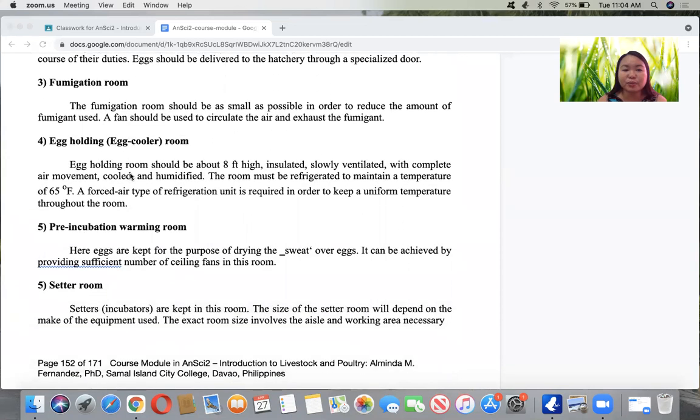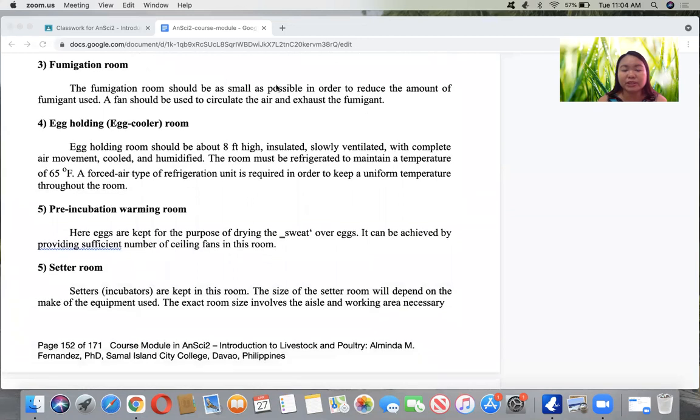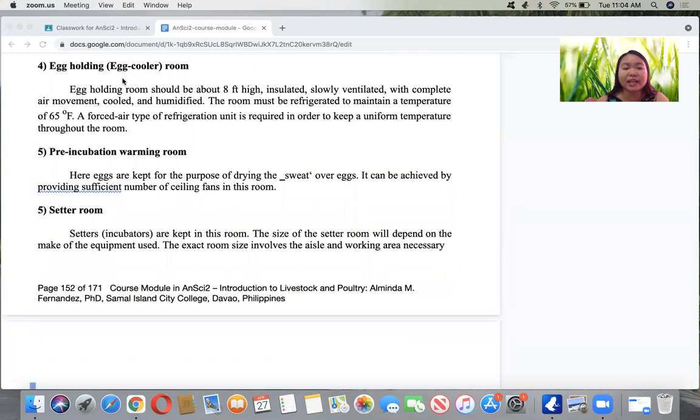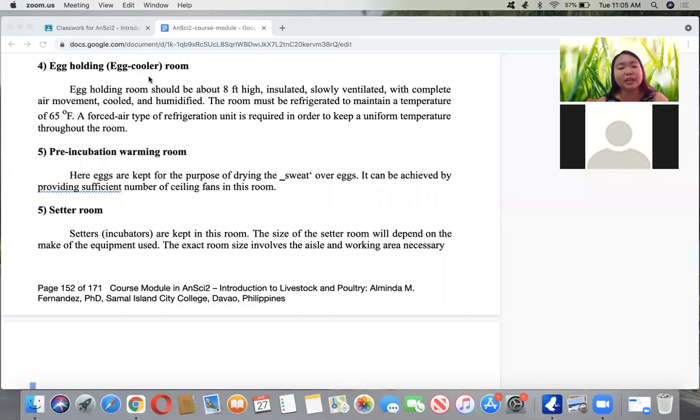And next is the fumigation room. It should be as small as possible in order to reduce the amount of fumigant to be used. There should also be a fan to circulate the air and exhaust the fumigant. And the next one is the egg holding or egg cooler room. So the egg holding room.